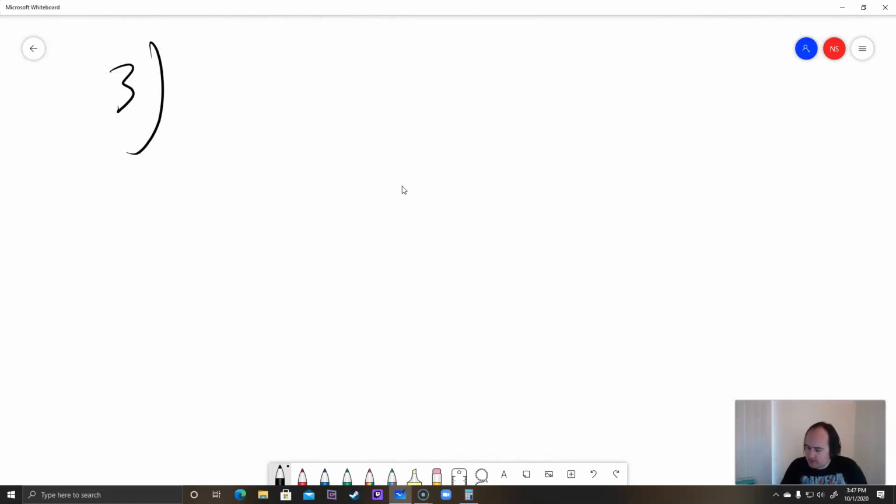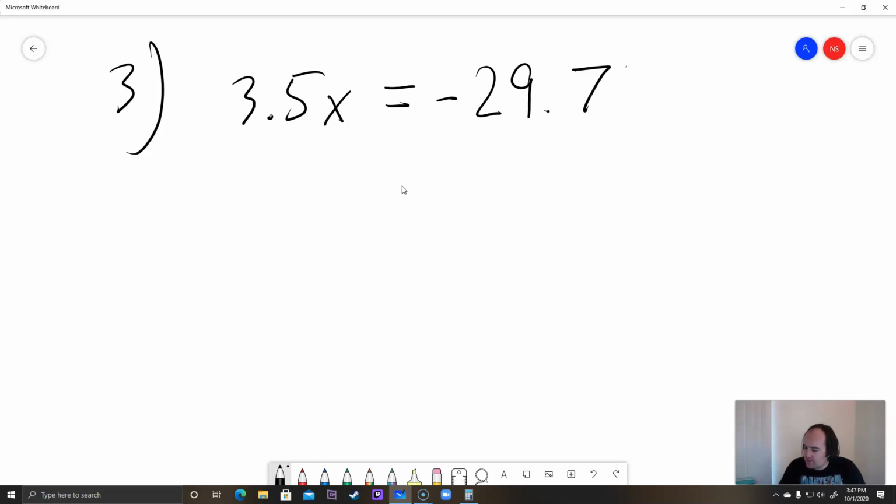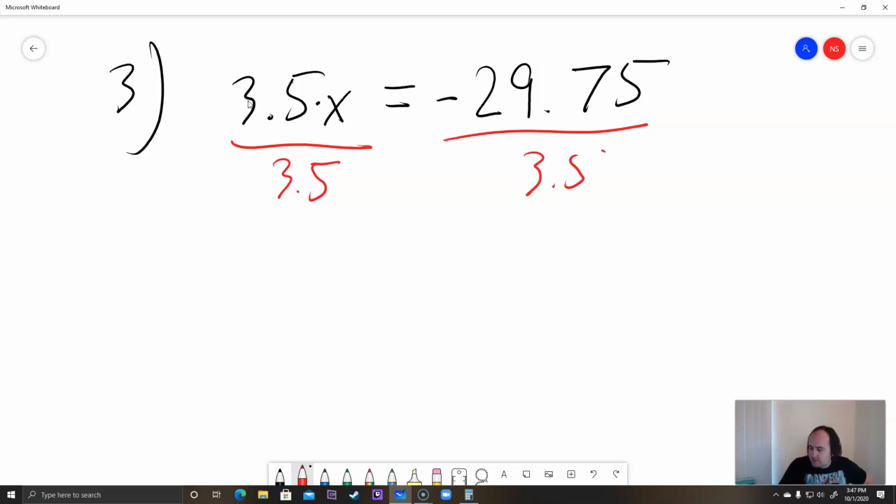Okay, problem number 3. 3.5x equals negative 29.75. So to isolate x here, we have to get rid of the 3.5. And this means 3.5 times x. So the opposite of multiplying by 3.5 is dividing by 3.5. So we actually need to divide both sides by 3.5.